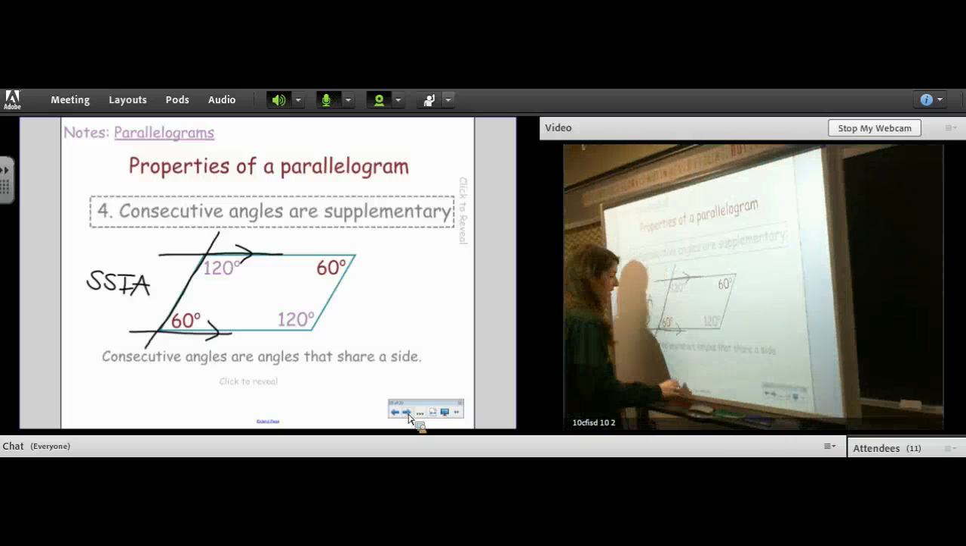Another thing I want you to visualize, I'm giving you lots of tools. If you ever forget what the relationship is, I want you to picture this angle.